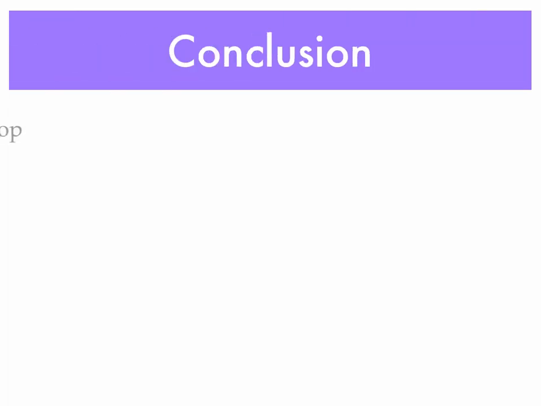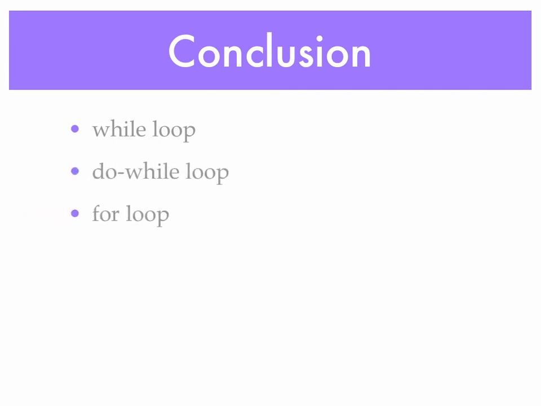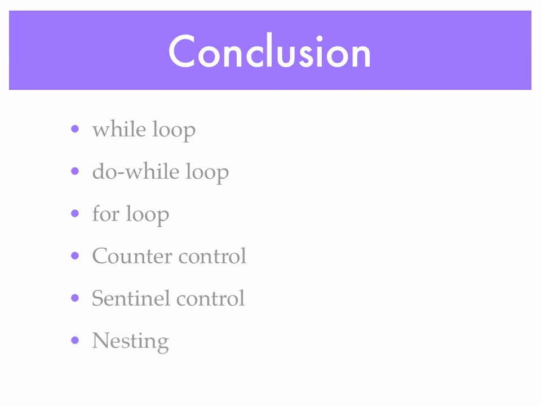So when we look at loops, we remember that we have while loops, do while loops, and for loops. We want to make sure that we control our loops, and we can do that with counter controls, sentinel controls. We know that we can nest our loops to produce very sophisticated programs.